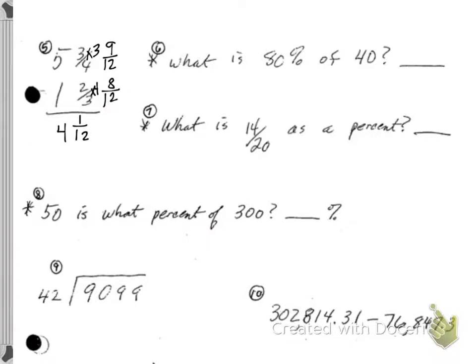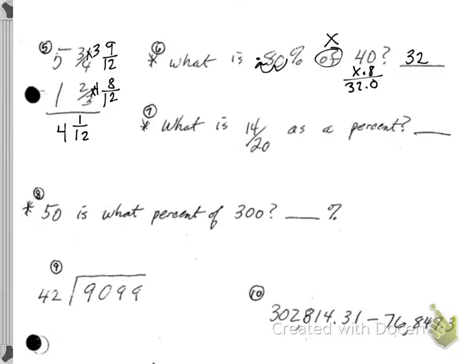4 and 1/12. All right, what is 80% of 40? So again, of means to multiply in math. So let's take our percent and turn it to a decimal, moving the decimal 2 places to the left. So I'm going to do 40 times 8/10. And so the answer is 32.